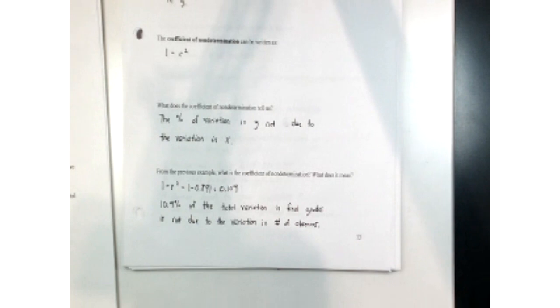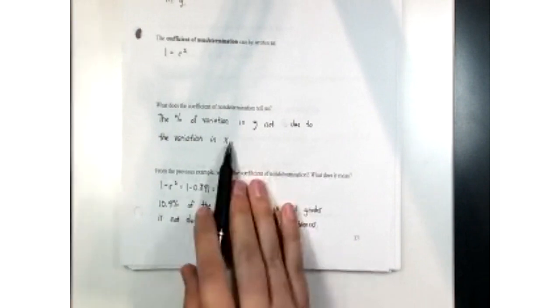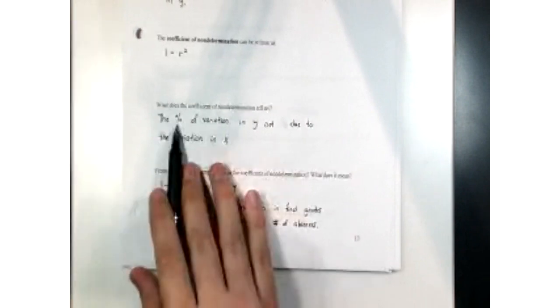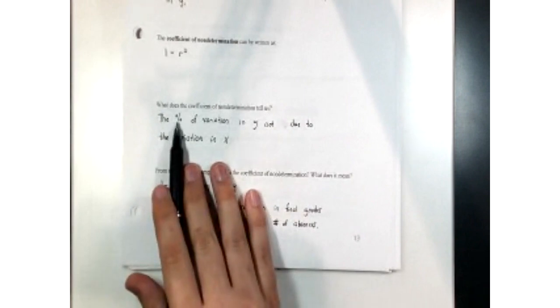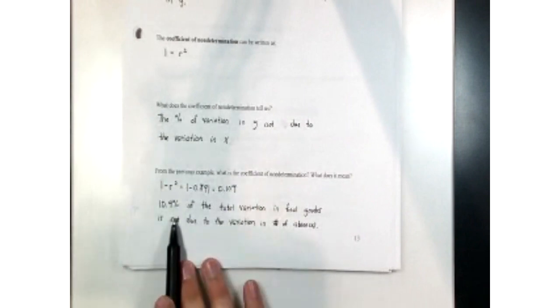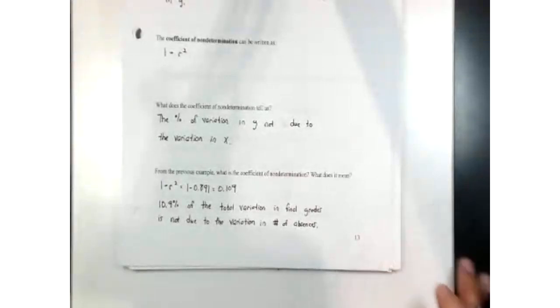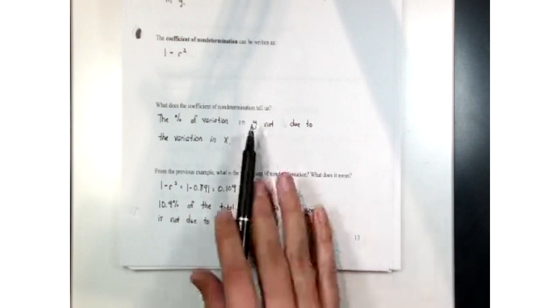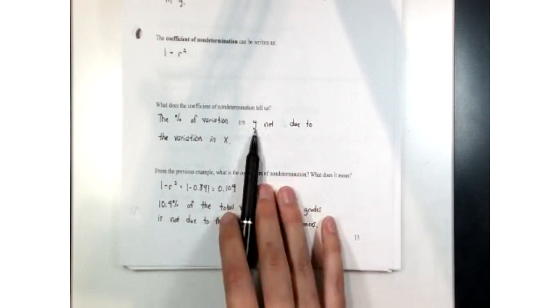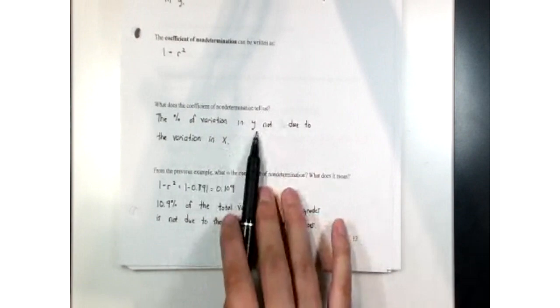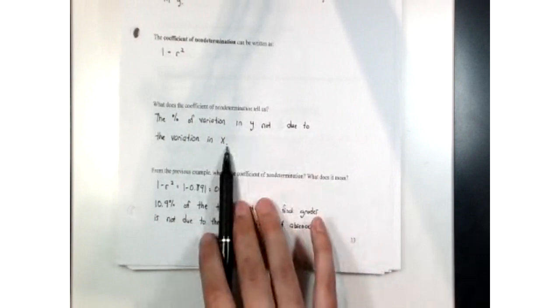So, and then you can interpret it with that definition up there and just plug in the percentage in this case. So 10.9 percent of the total variation in final grades is not due to the variation in the number of absences. So in this case, I just plugged in what is y in this case and what is x. Y was final grades, x was the number of absences.